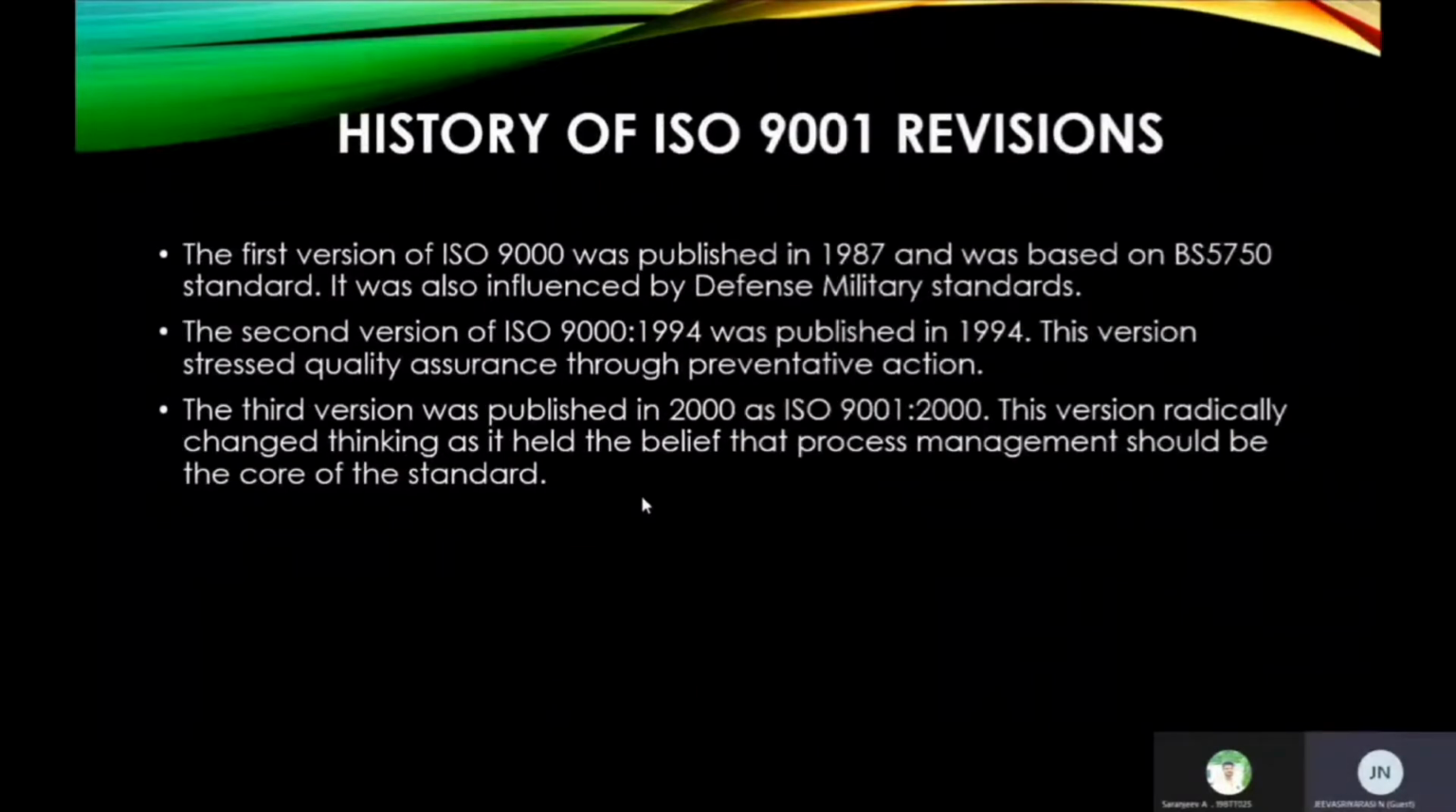Next, the history of ISO 9001 revisions. The first version of ISO 9000 was published in 1987. It was also influenced by defense military standards. Then the second version of ISO 9000 was published in 1994. This version stressed quality assurance through preventative action. The third version was published in 2000 as ISO 9001:2000. This version radically changed thinking as it held the belief that process management should be the core of the standard.